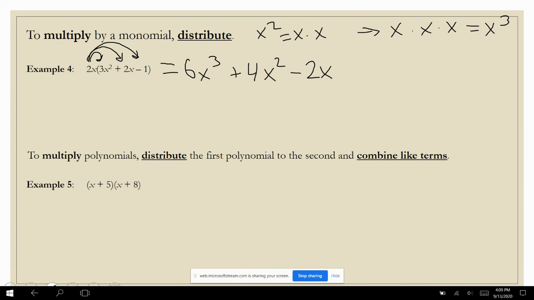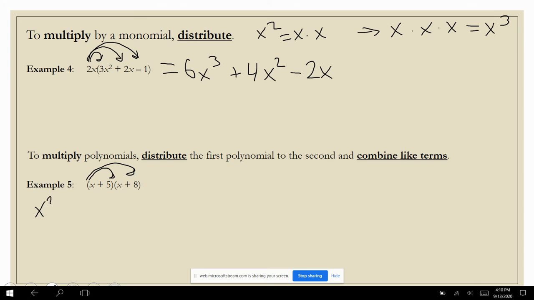Now, here's probably the most difficult you're going to see if you're multiplying two polynomials. So what we are going to do is we are going to apply the distributive property twice. Okay, first with the x term in the first sum, and then the constant term in the second sum. So what that means is we are going to take our x, we're going to distribute it to the x and the 8. Okay, so that's applying the distributive property first.